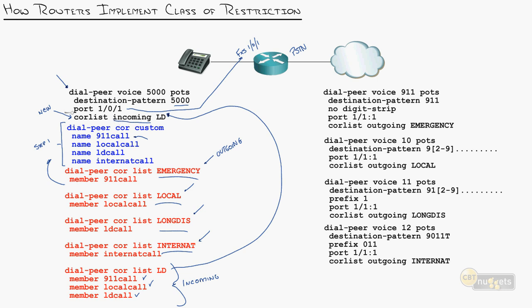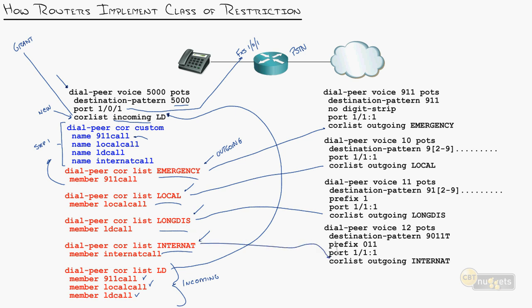Now remember, when something is applied to a core list incoming, this is granting permissions. So this phone right here inherits 911 call, local call, and LD call bubbles. He has access to them. Then we apply each one of these in the outgoing direction. I've got local, emergency, long distance, and international. So these are all applied in the outgoing direction. Now when this phone goes off hook and starts dialing, immediately he gets all of these permissions right here.